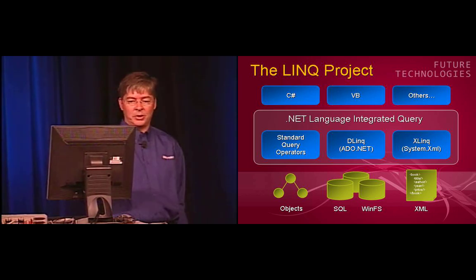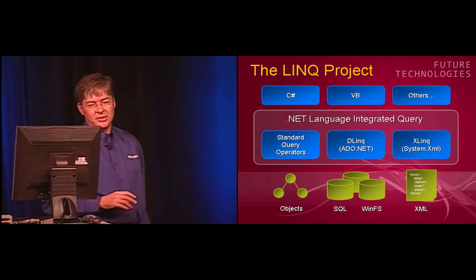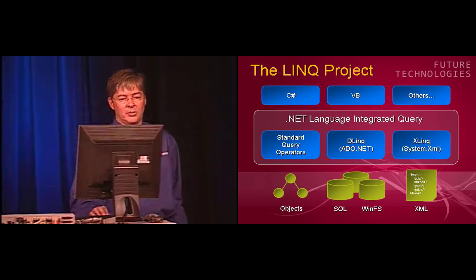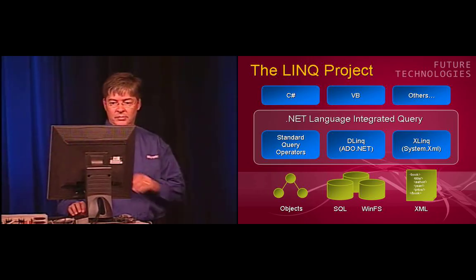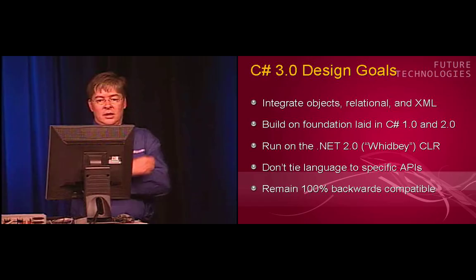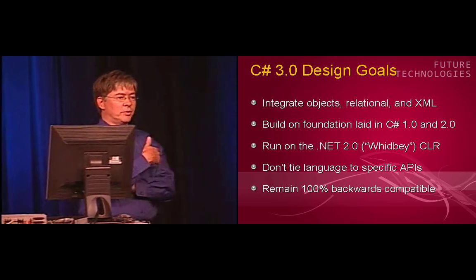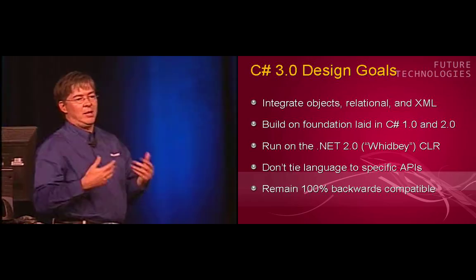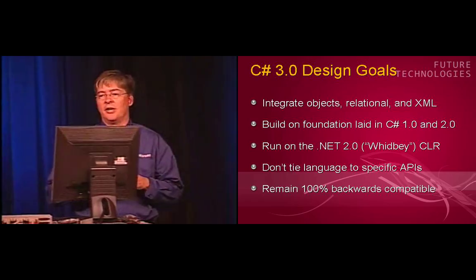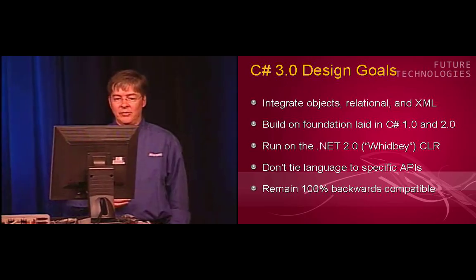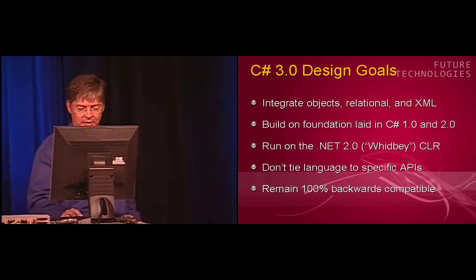And so what we're focusing on in this talk is the box in the upper left-hand corner, the C# 3.0 language. In terms of the design goals for C#, I try to recap on this slide what our value system is and what it is that drives us when we design the language.